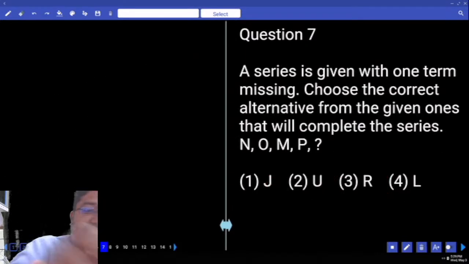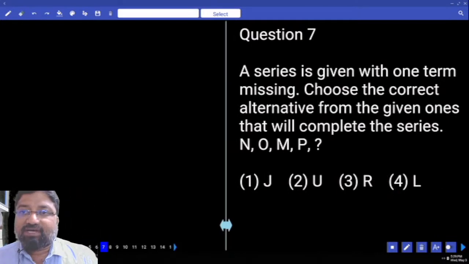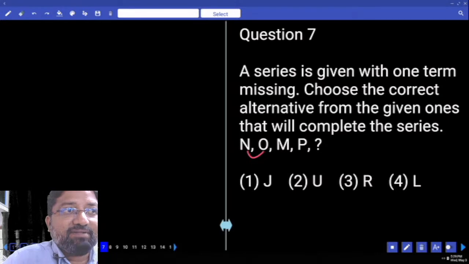Now a series is given with one term missing. Choose the correct alternative from the given ones that will complete the whole series. Question 14. I told you one thing earlier. I want everybody to look only at the board. You will not try to write or solve any question here. I clearly told you. Look at the board, everyone. You are supposed to only look at the board.